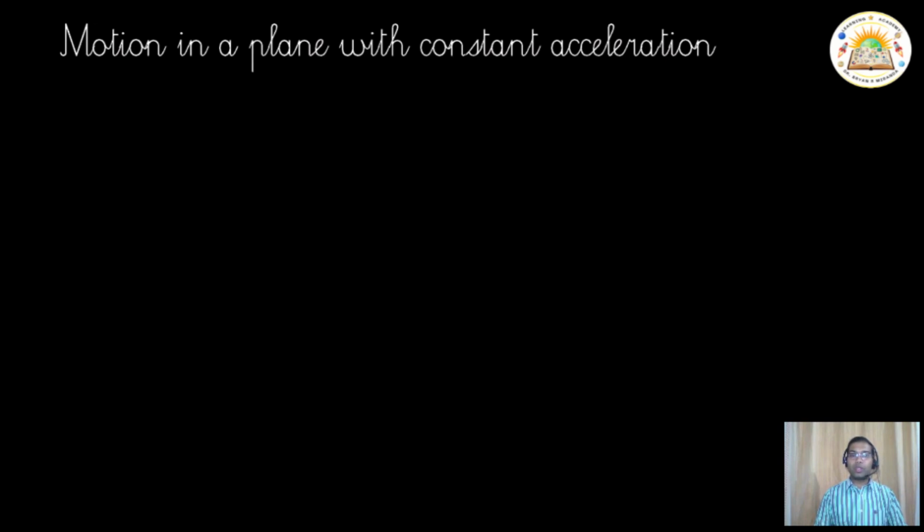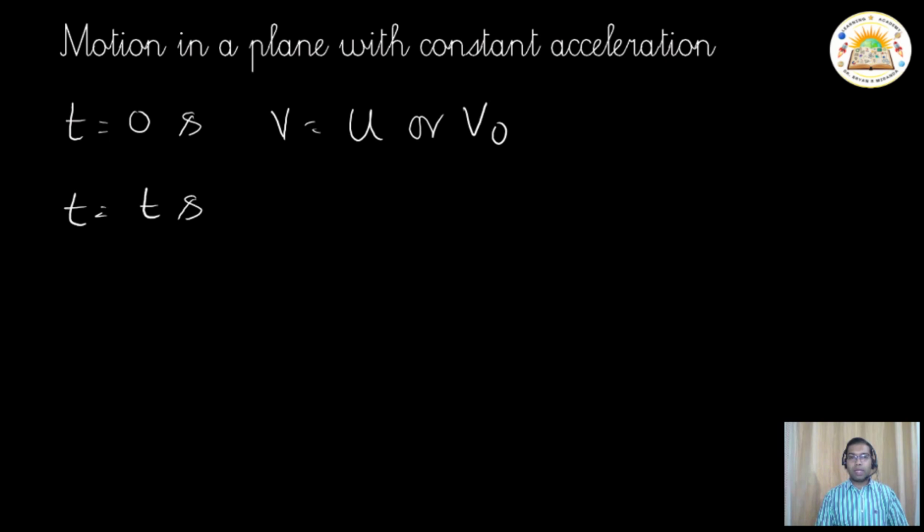So let us look at motion in a plane with constant acceleration. For this, we can take the following case. When the time is equal to 0 seconds, the velocity of the body is going to be the initial velocity. Initial velocity, we generally use the symbol u, or we can take it as v0. Both cases it is correct. And at some time equal to t seconds, we will have the velocity to be the final velocity. So this is initial and this is the final velocity that is there.